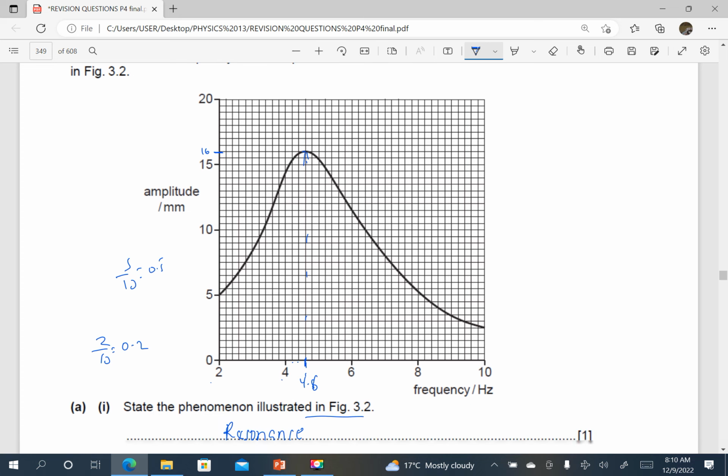What does that mean? A new graph is going to be drawn whose peak is to the left of 4.6, because the maximum amplitude is now going to occur at a lower frequency. So the peak is going to be slightly less, at a frequency less than 4.6, and the line is going to be below the one that we already have. So I will sketch this. I'll make sure that my peak is somewhere there.